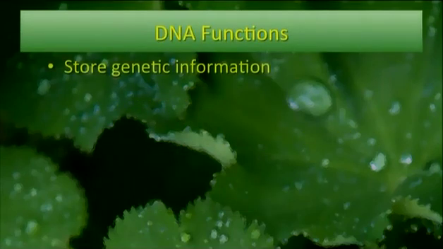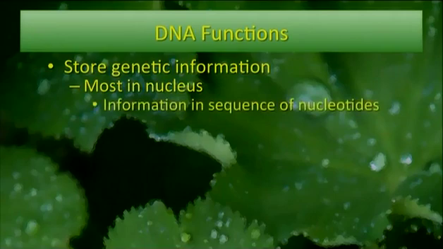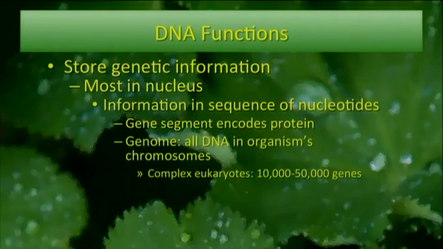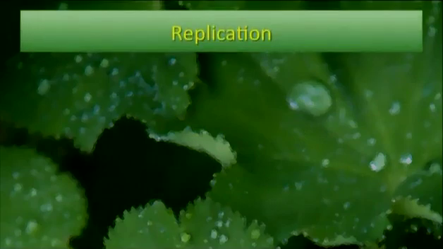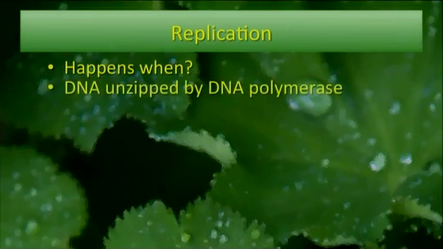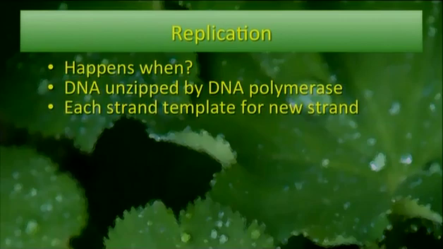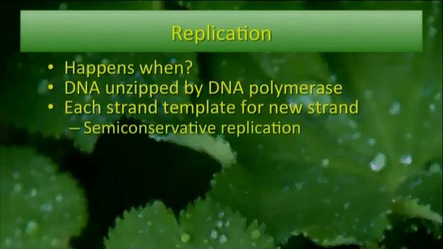So DNA also stores genetic information, most of it in the nucleus. Replication happens when DNA is unzipped by DNA polymerase. Each strand is a template for a new strand. That's what they call semi-conservative replication.